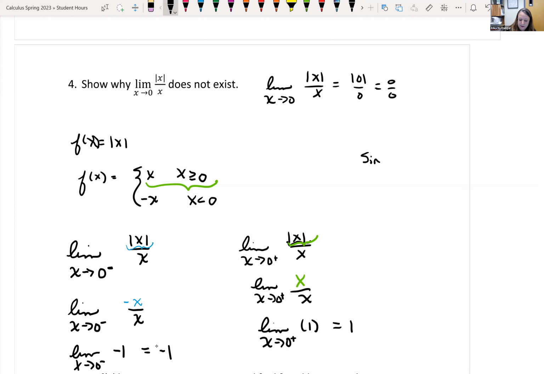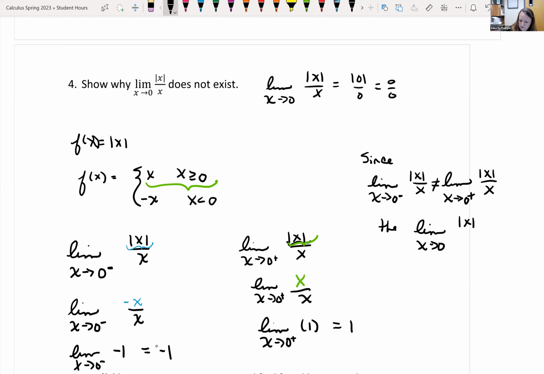So since the limit as x is approaching 0 on the left-hand side of the absolute value of x over x does not equal the limit as x is approaching 0 on the right-hand side of the absolute value of x over x, the limit as x is approaching 0 does not exist. Again, the limit exists only if the limit as x approaches a value on the left equals the limit as x approaches it on the right.